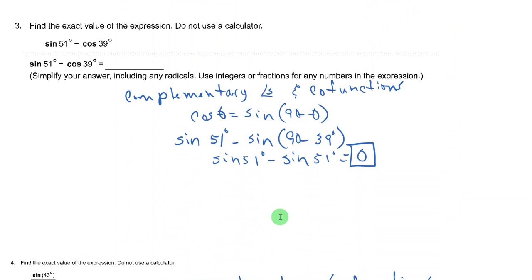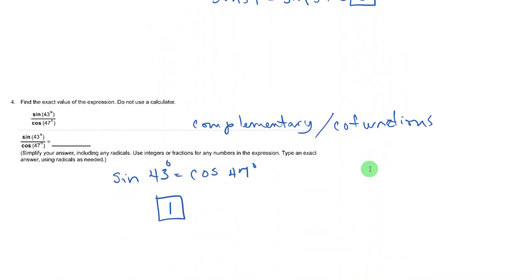Number 3, find the exact value of the expression, do not use a calculator. Well, here's what they want you to know. Sine and cosine are cofunctions. 51 and 39 are complementary. Those things are supposed to be equal. So if they're equal and you're subtracting them, you're going to end up with 0. So that's the strategy for that one.